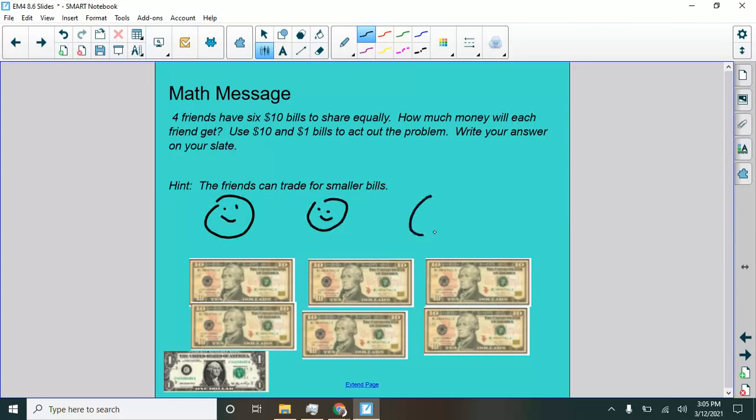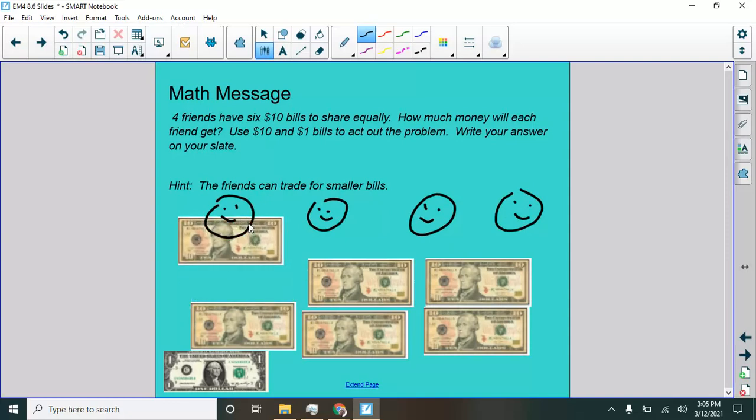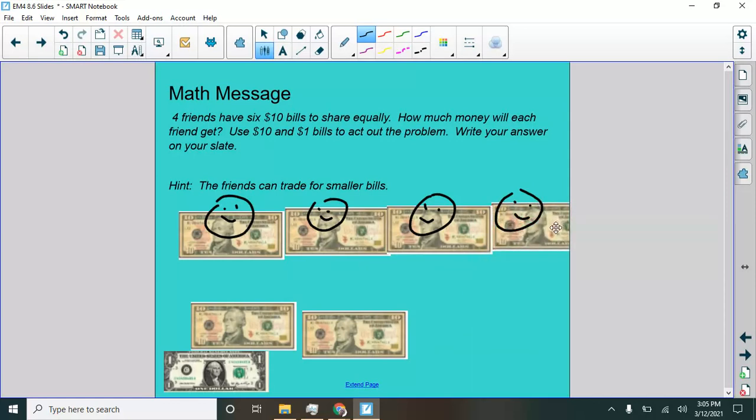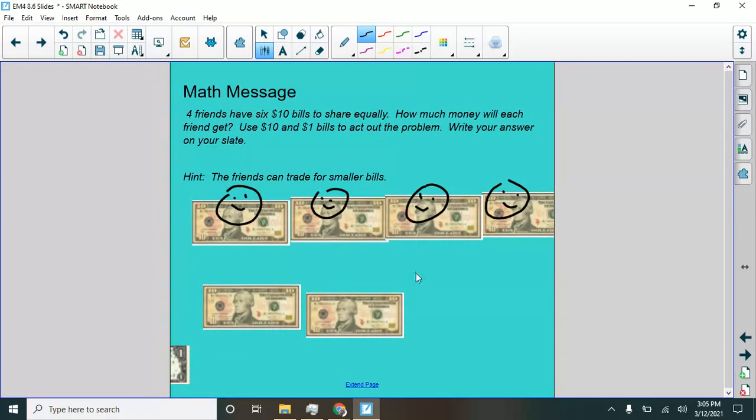2, 3, and 4. So do we have enough $10 bills for each person to get 1? We do. Watch. Here we go. You get that one, that one, that one, and you over here get that one. Do we have enough $10 bills for each person to get 2 of them? We do not, right? Because we only have 2 left.